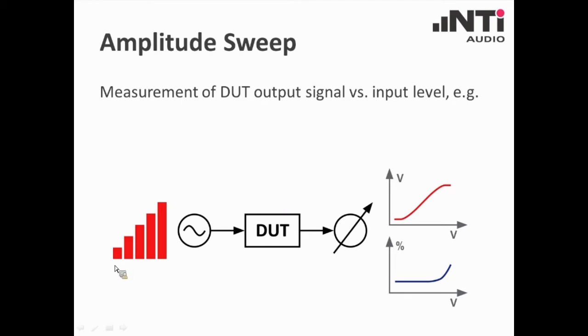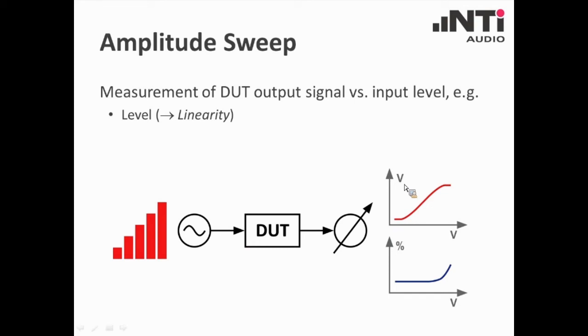In the Amplitude Sweep, we have an input signal with a stepwise growing level. So the generator is stepwise increasing its output level. This is being fed through the device under test and then measured. Now, if we measure the output level of our device under test and we know the stepwise increase of the input level, we can determine the linearity.